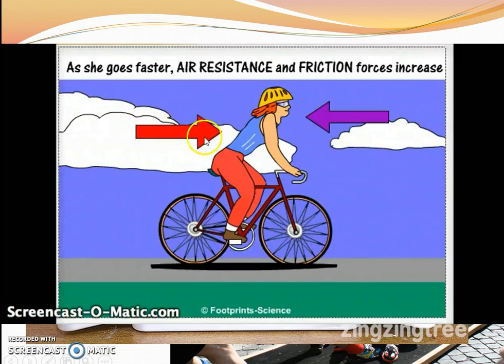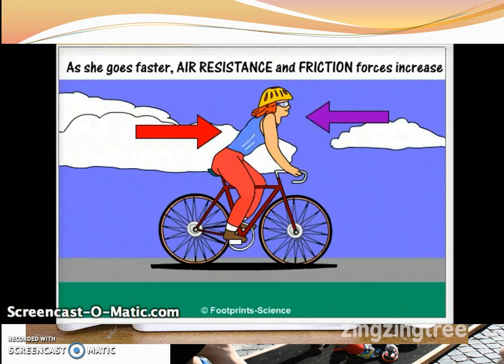So she needs a larger applied force moving her forward, and she has to overcome the friction of the bike. If it's got a serious wind going straight at her, she's also got air resistance to deal with. Now, the faster she goes, the more air resistance and friction forces increase, but she's just got to keep overcoming them by applying more force. So this is a great way of showing some forces that are naturally occurring called frictional forces, and we're going to talk about the 4 different kinds in just a second.